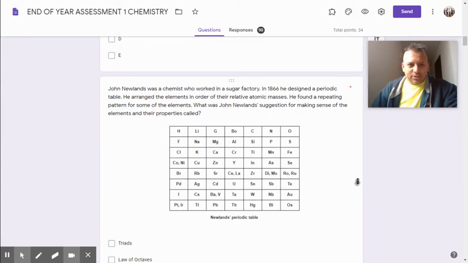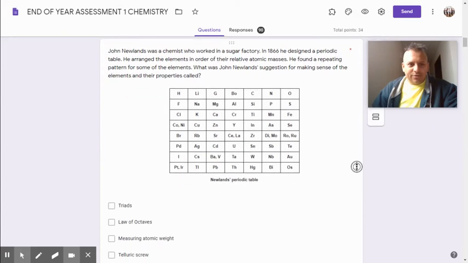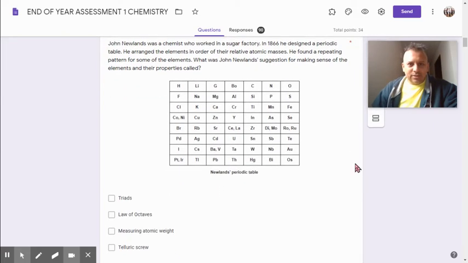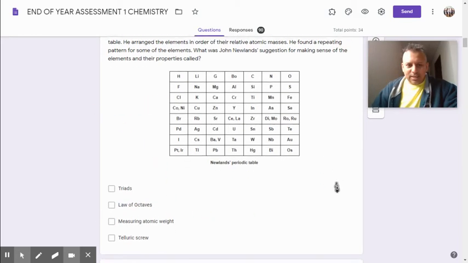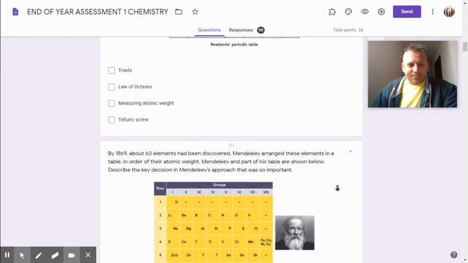So with the second question, this was a relative hero. John Newland's. Now, the clue was in the fact that after 7 elements, the boxes repeated themselves, so it points towards Newland's octaves. This was indeed the answer, law of octaves.